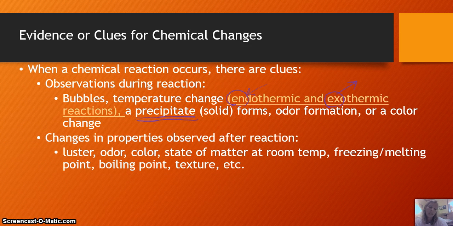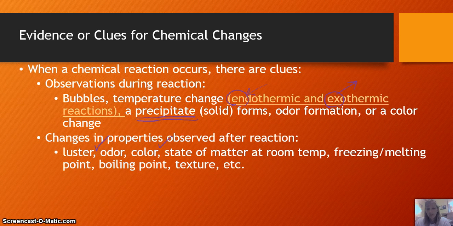Another observation that you can make after a reaction occurs is that when you test the physical properties, they are different. So before, it might have been a shiny object. For example, iron is shiny. However, when it reacts with oxygen, rust is formed. Rust is not shiny. So therefore, it went from a shiny metal to a dull, different colored metal. So that would be two indicators right there.